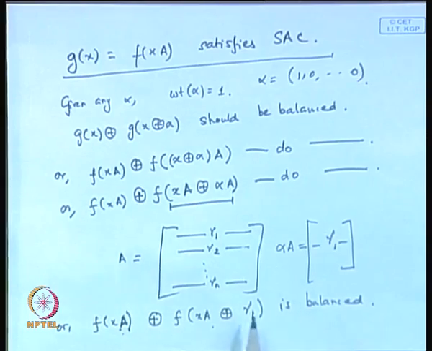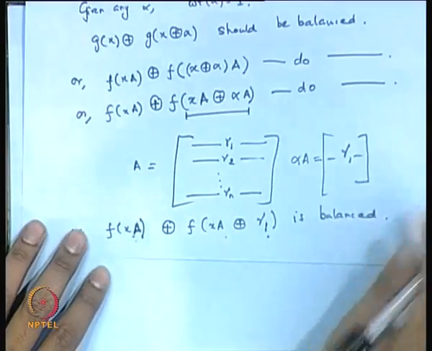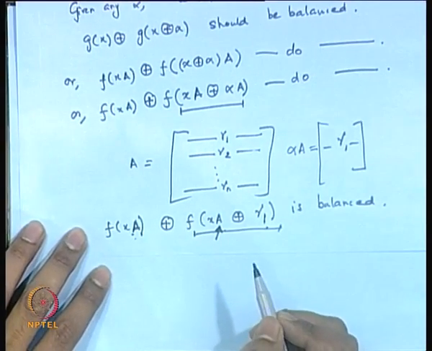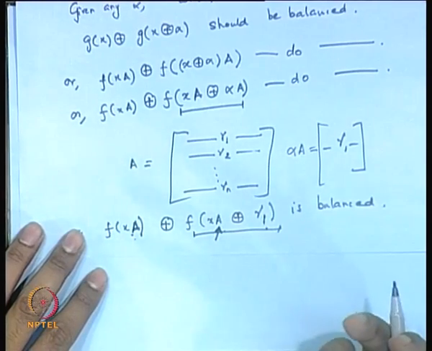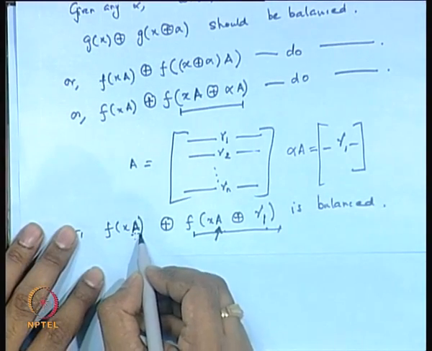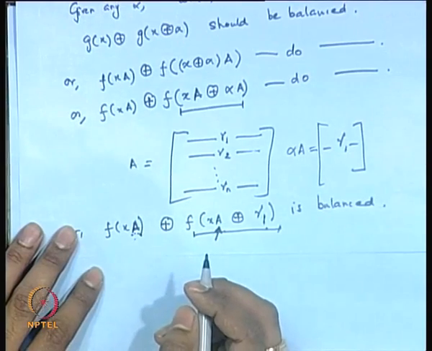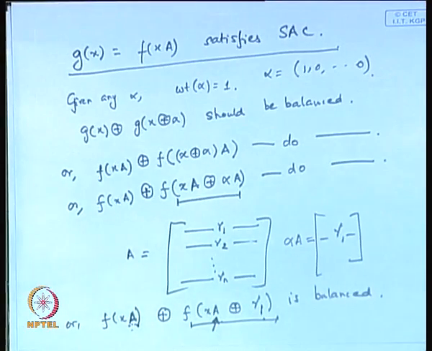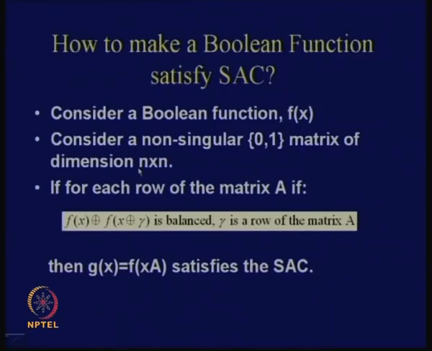In order to ensure this, if this matrix A is a non-singular matrix, then this function will look exactly like the f(x) XOR gamma function, right? If A is a non-singular matrix, then f(xA) and f(x) will behave in the identical way. There will be a one-to-one relation between both. Therefore, if there is a non-singular matrix A of dimension n cross n, such that for each row gamma of the matrix A, f(x) XOR f(x XOR gamma) is balanced, then g(x) equal to f(xA) satisfies the strict avalanche criteria.